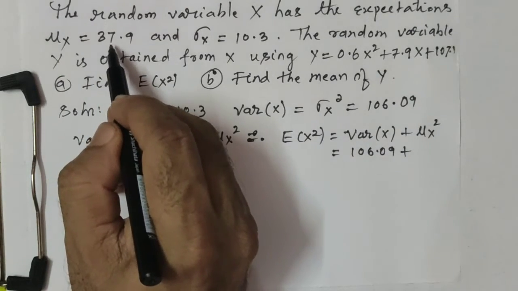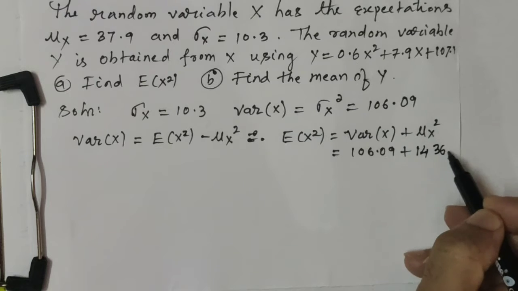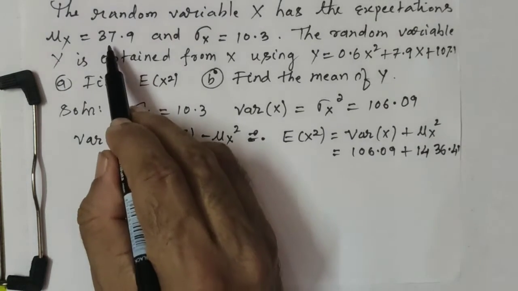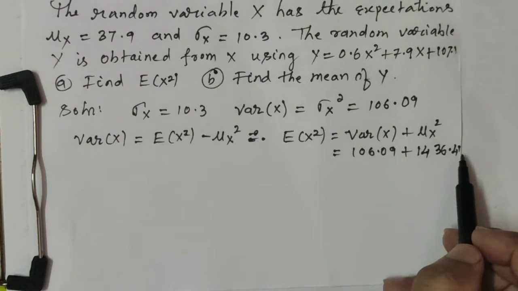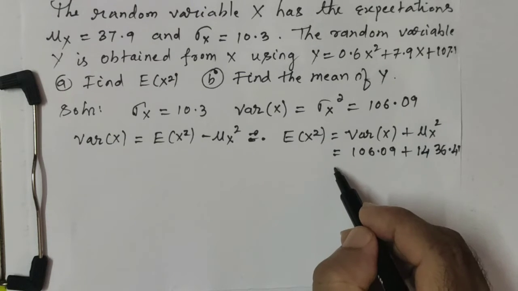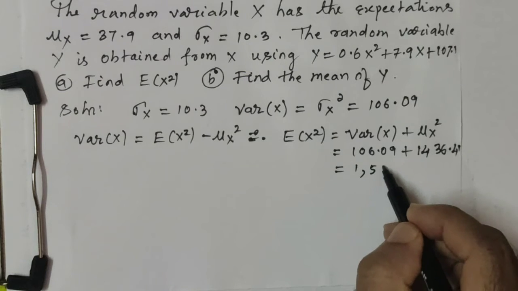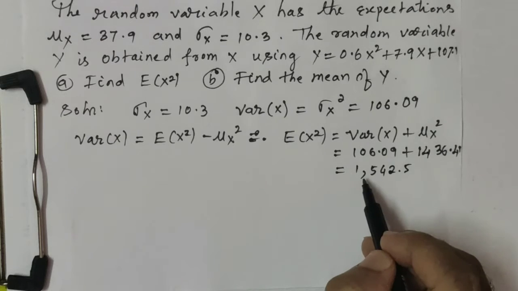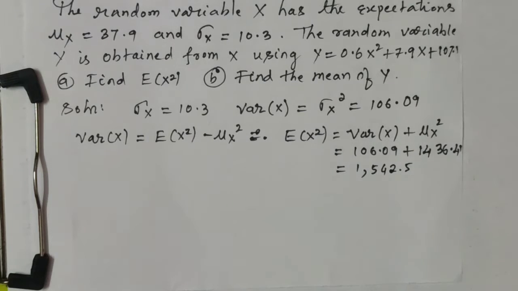So the square of 37.9, that is 37.9 whole square, is 1436.41. If you square 37.9, you will find 1436.41. If you add this, you will find E of x square, which is equal to 1542.5. This is E of x square.